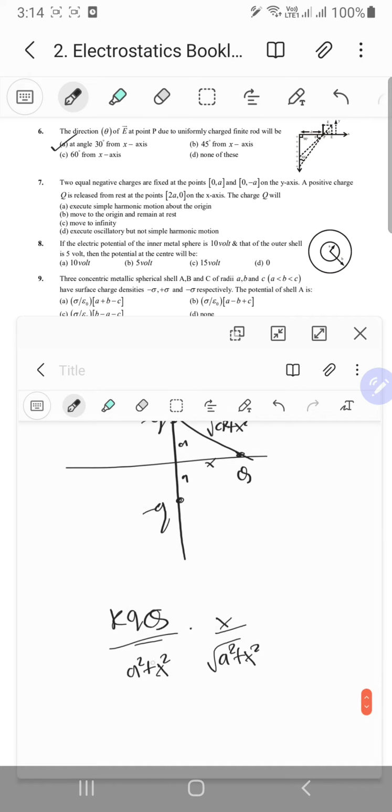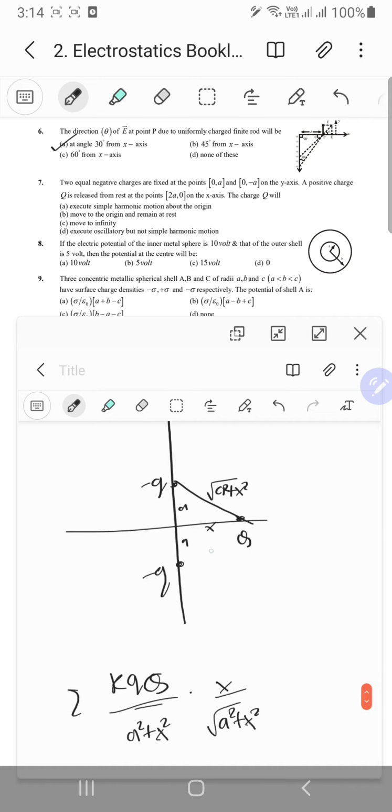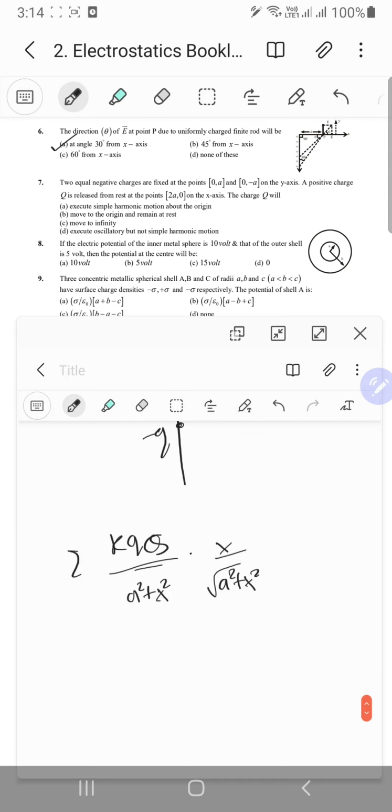Okay, that's the force, but actually 2 times of that because you got 2 charges. The other component just cancels away. So it's not simple harmonic motion. Move to the origin and remain at rest? Well, not exactly. Move to infinity? No. Execute oscillatory but not simple harmonic? Yes, because this function is definitely not linear.